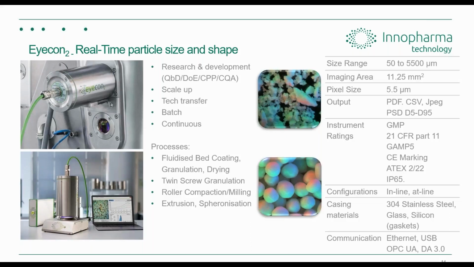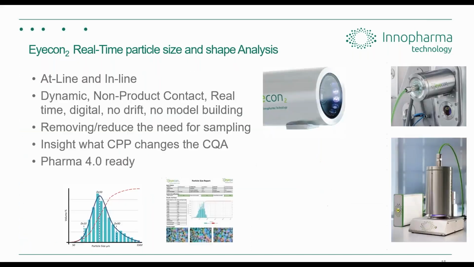It ticks all the boxes in terms of the pharmaceutical industry for GMP, 21 CFR, ATEX rating, IP rating, and it also can communicate over industrial protocols such as OPC. So that gives you the ability for things like automation or integration into other subsystems within your factory. A little bit more then about the Icon. If we compare it to, say, sieve, it can be an in and at line method as mentioned.